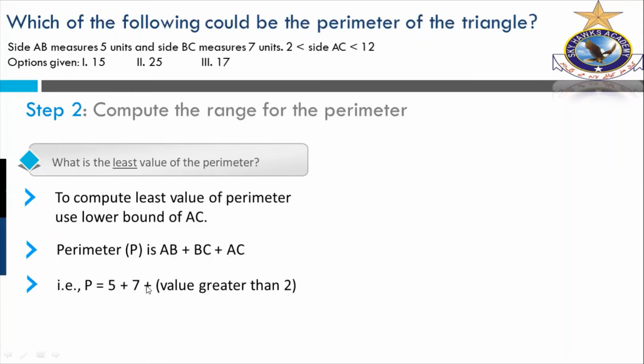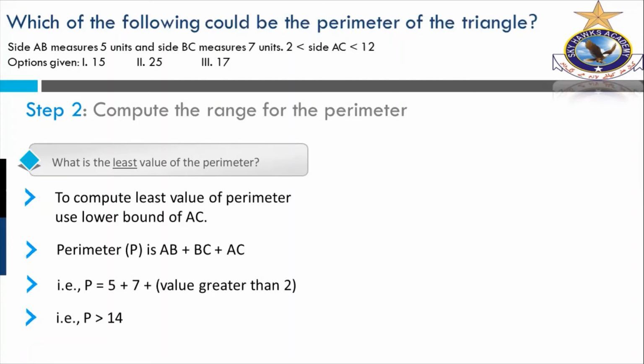P is 5 plus 7, plus a value greater than 2. So that may be a fraction. If we can put the value greater than 2, then that must be the least value of the perimeter. We are limiting ourselves to calculate the least value of perimeter. So this perimeter must be greater than 14 at least. Why are you not saying it must be equal to 14? Because it's a little bit more, so it's greater than 2, not exactly 2.